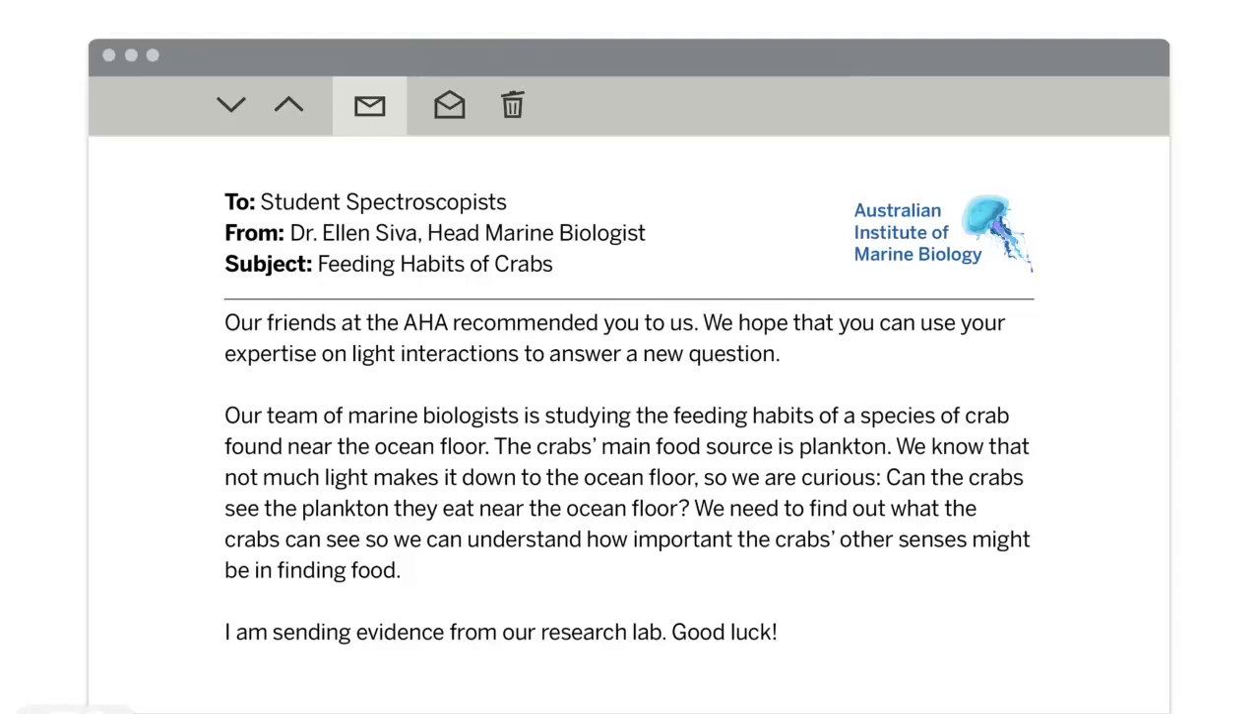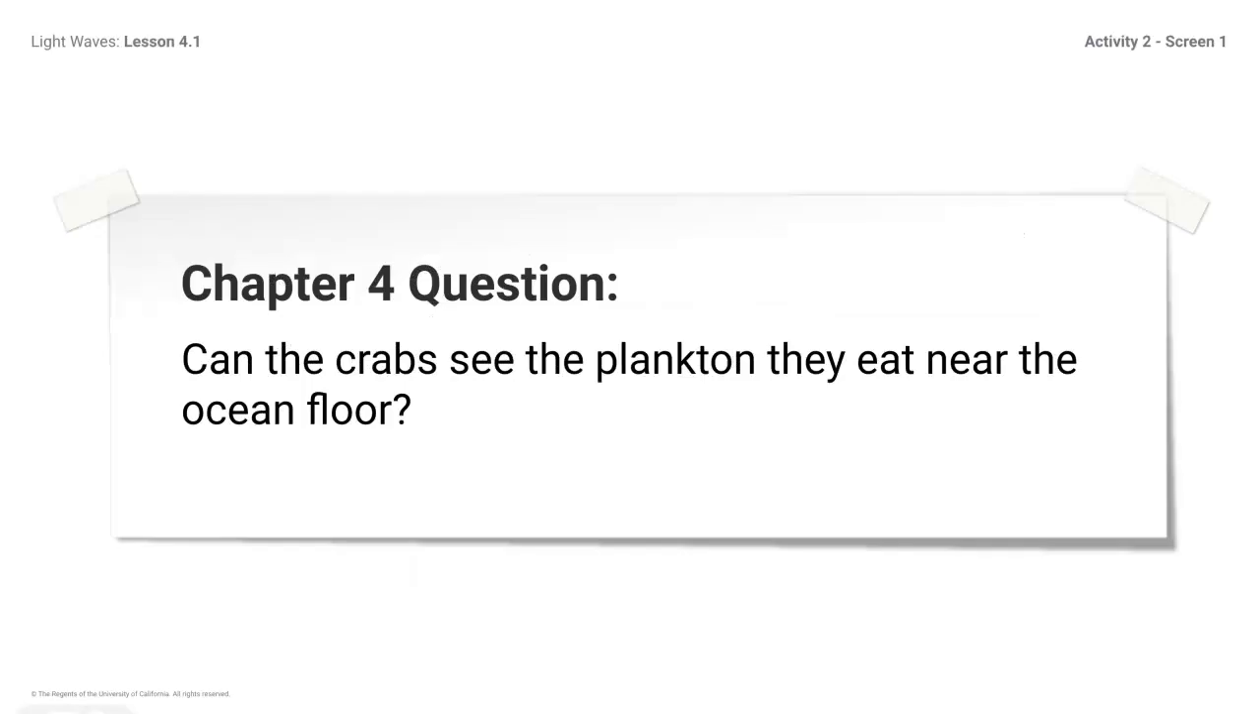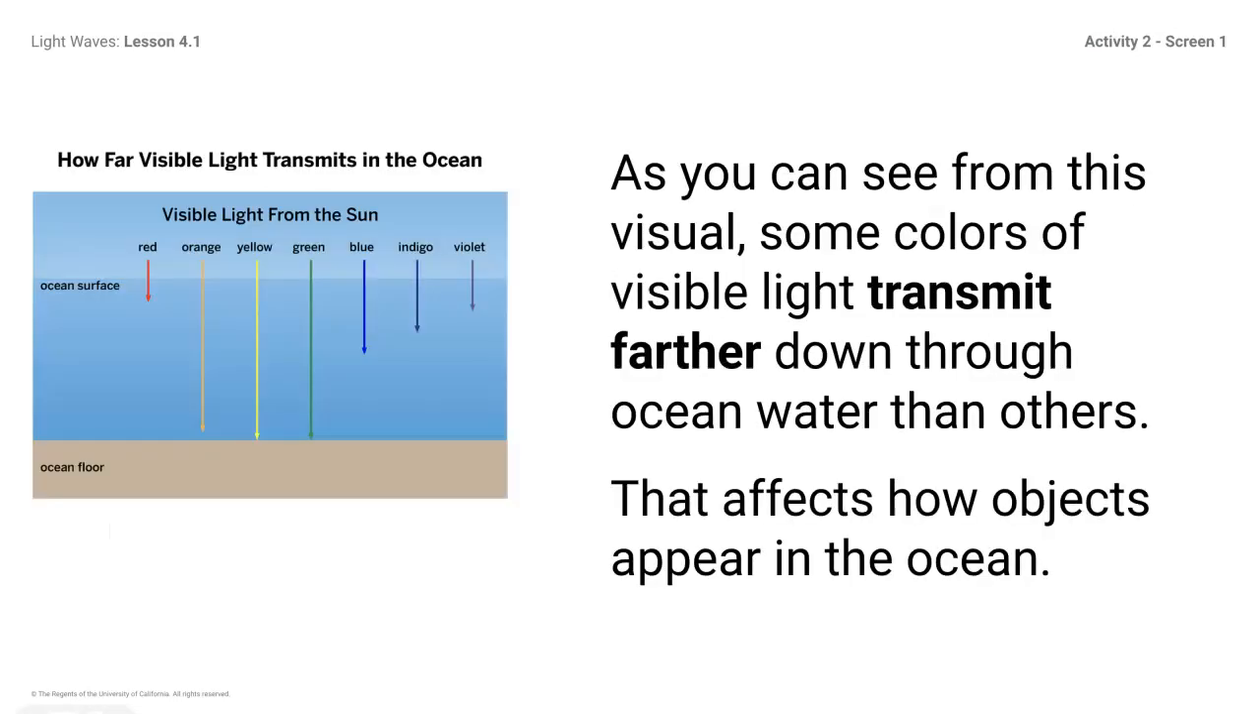Good luck. Chapter 4 question that we're going to research: can the crabs see the plankton they eat near the ocean floor? So as you see from the visuals, some colors of the visible light transmit farther down through the ocean water than others, and that affects how objects appear in the ocean. So you can see that yellow and green go all the way to the ocean floor.